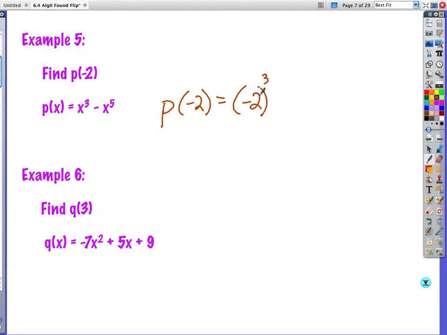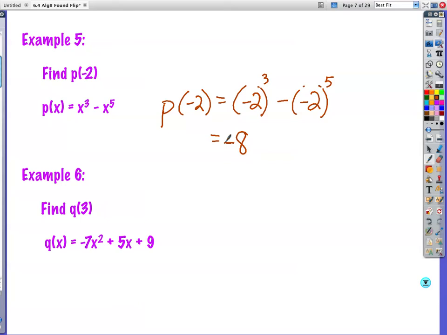Here's where the math comes in. Be smart. Write your parentheses if you're going to type this into your calculator. And then we have negative 2 to the 5th power. Negative 2 to the 3rd power is the same as negative 2 times negative 2 times negative 2, which is negative 8.